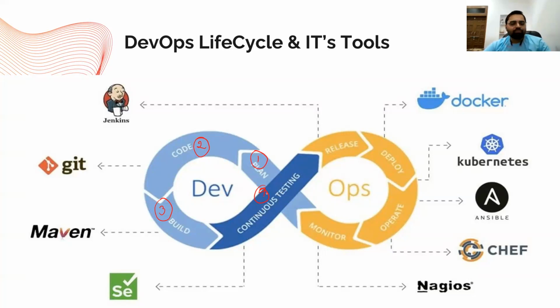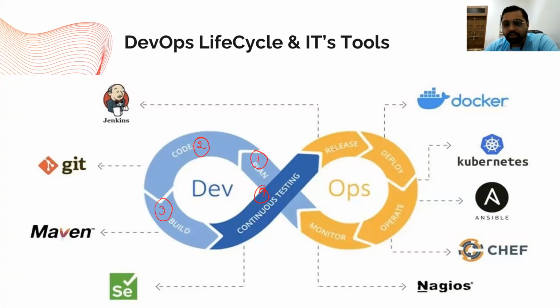Why do we do testing? There should be no defects in your application, so to get a bug-free application, we do continuous testing. What if you're not doing testing, and at the end, while delivering your application, we get some bugs and defects? That is not a good thing. So we should do continuous testing while working with the phases of the DevOps life cycle.